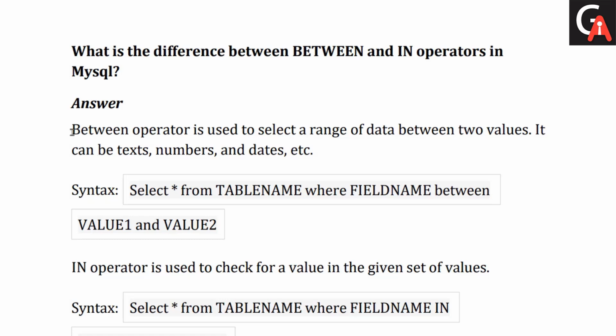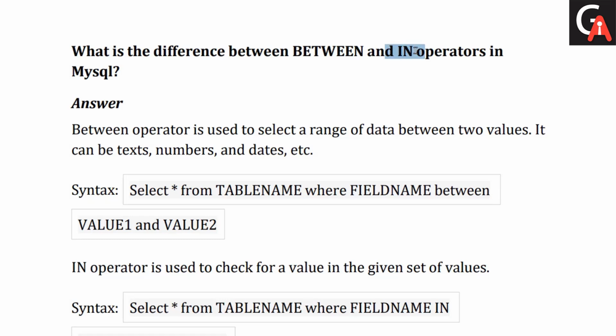Okay, so the between operator is used to select a range of data between two values, and these ranges are inclusive. Meaning, I want the ID of a person between 101 and 110. Okay, so it will include 101, 102, 103, up till 110. Clear? This is my between operator.